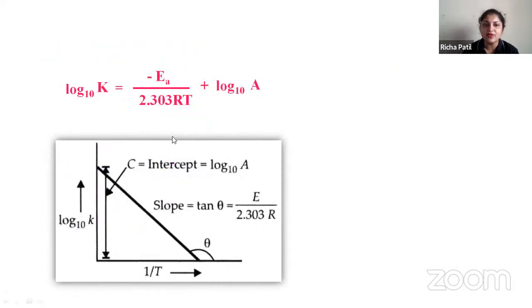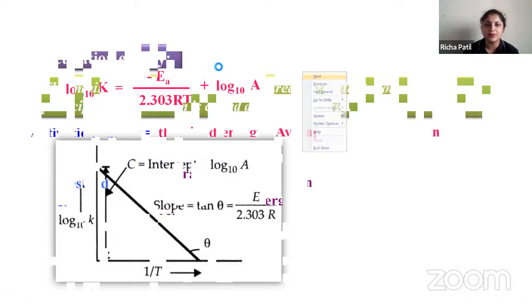So this is the graph. Okay, this is a graph where you are plotting for this equation, log10 k = -Ea / (2.303 RT) + log10 A. This is the graph for the Arrhenius equation.